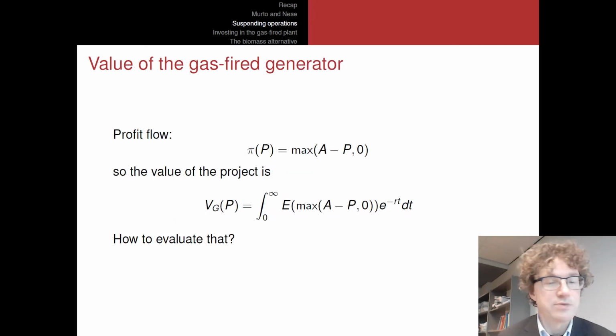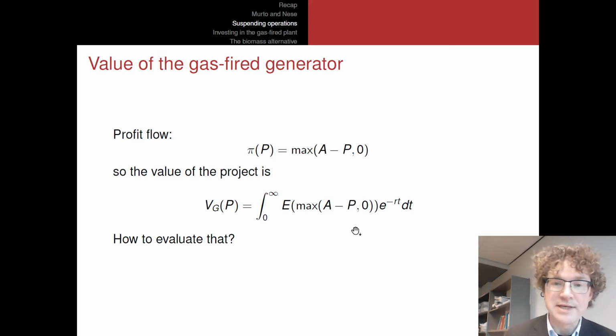So with this profit flow being the maximum of A minus P and 0, what we're interested in is the total value of the project. The total value of the project is going to be an integral, because we're running this plant from now until infinity. What do we get? At each point in time in the future, so this integral is over t, over time, we're discounting, so this is the discount factor in continuous time. At each point in time, we get the expectation of that profit flow, the expectation of the maximum of A minus P or 0.